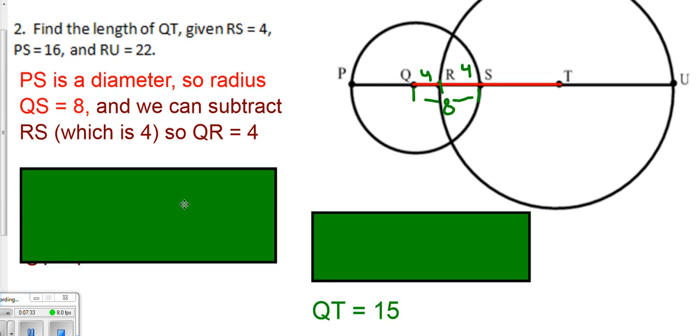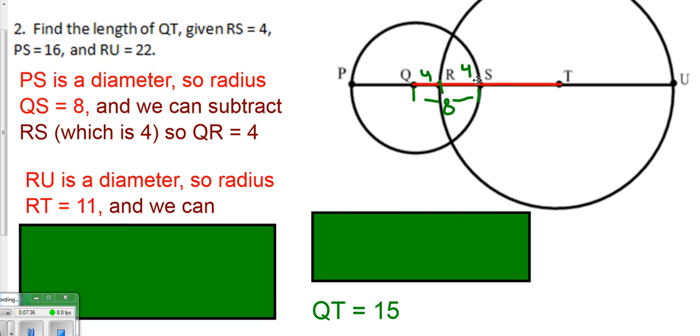Also, RU is a diameter going all the way across. That means the radius, RT, from here to here, would have to be 11. So from here all the way to here has to be 11, which means if we cut off right here, wherever S would be, 4 plus this amount would have to be 11, so this piece is 7. So this one is 4, this one is 4, this one is 7.